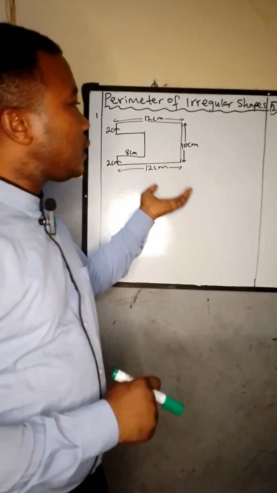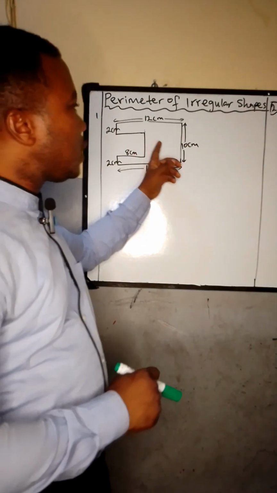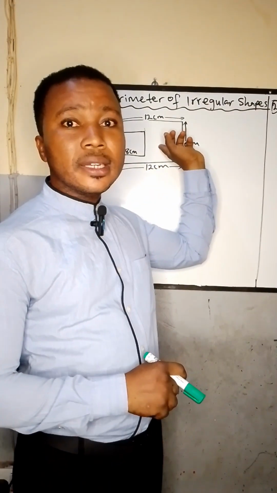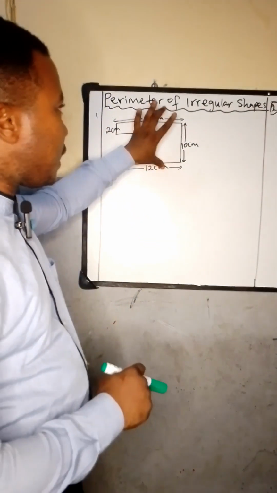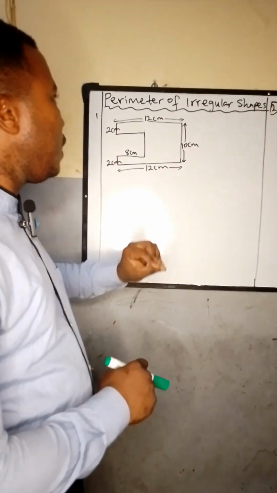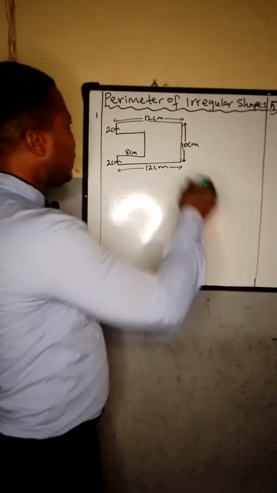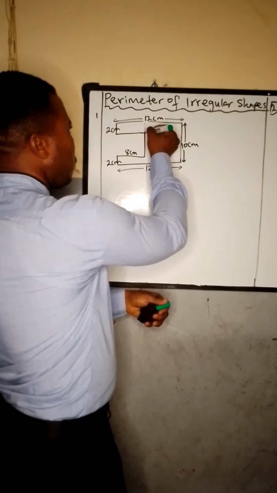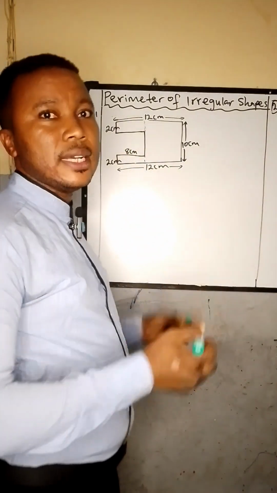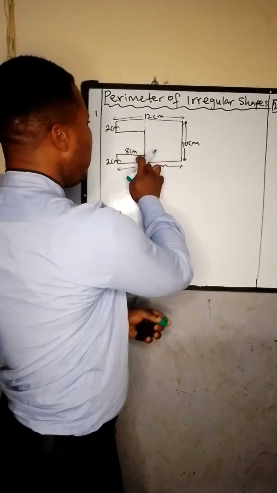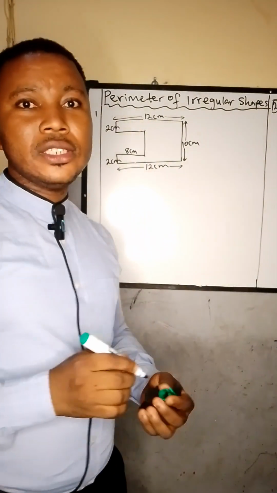Now when we say irregular shape, we are talking of what? A shape that has more than one shape. It could be 2, 3 or more shapes in a diagram like this. So if you look here, if you cut here, this is 1, this is 2, and this is 3. You can still get 1, 2, 3 shapes inside this diagram. That's what we mean by irregular shapes.